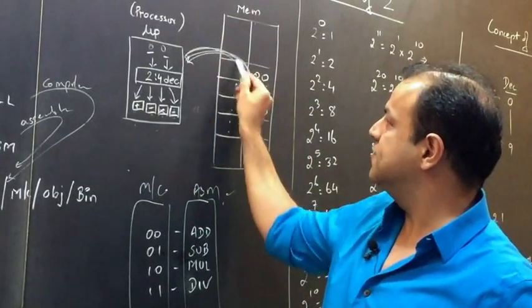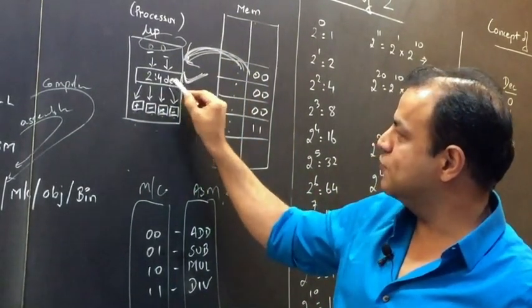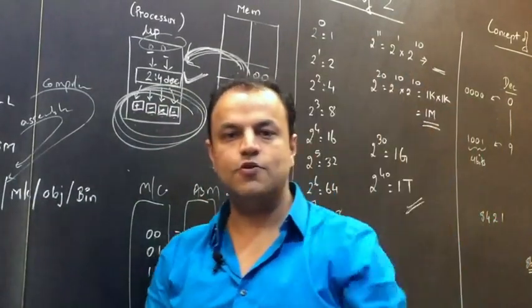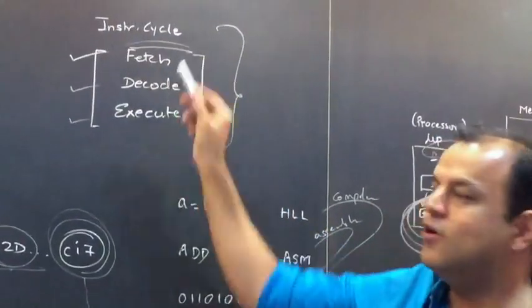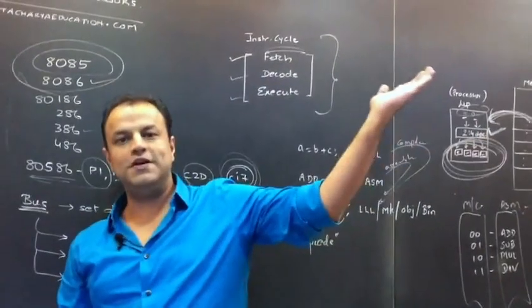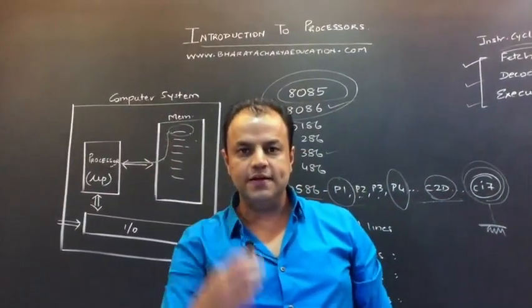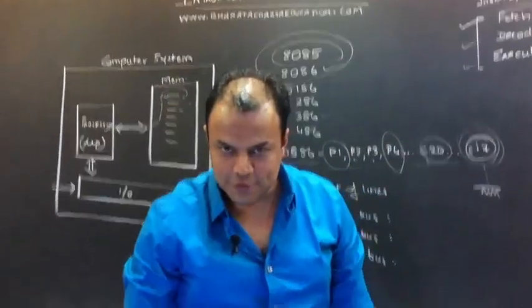This process is called fetching. This process is called decoding. And then doing the final operation is called execution. That entire process is called the instruction cycle. The whole life cycle of an instruction, first of all being fetched from the memory into the processor, then decoding it inside the processor, and finally doing the operation, that's called execution. Please tell me, is this whole thing clear?